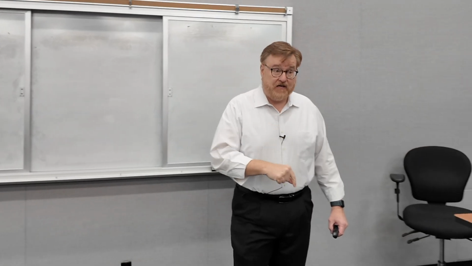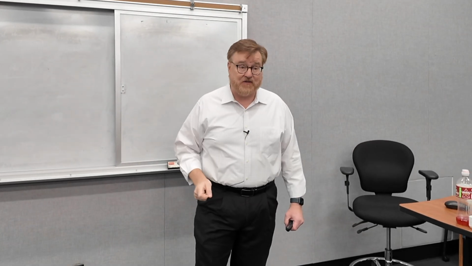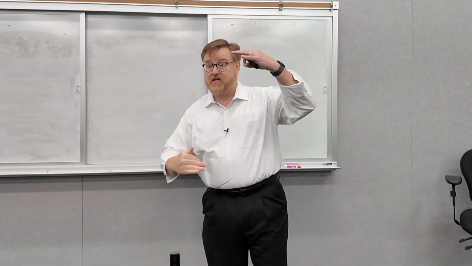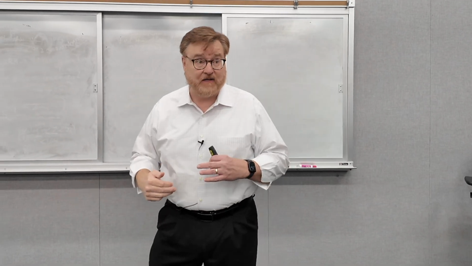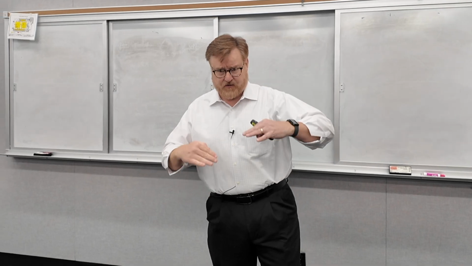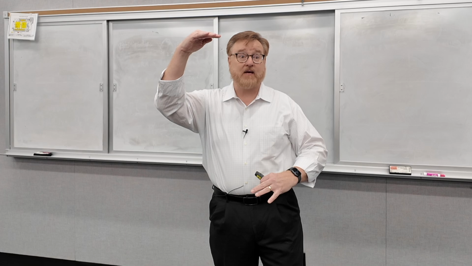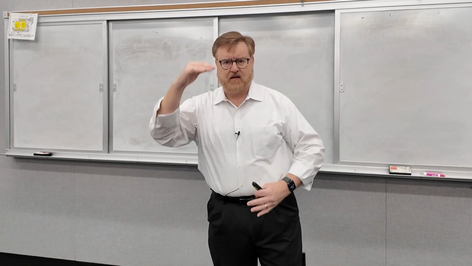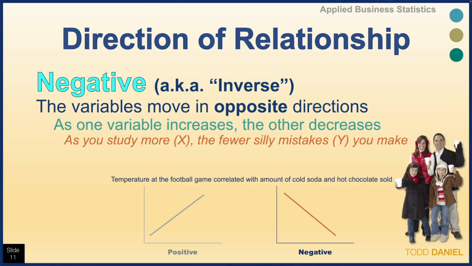A negative relationship exists when the variables move in opposite directions. One increases, the other decreases, like with the hot chocolate example. When the temperature is high, hot chocolate sales are low. As temperature drops, hot chocolate sales increase. We see them moving opposite of each other. The more you study, the fewer silly mistakes that you make. We see that negative downward slope and that negative relationship.